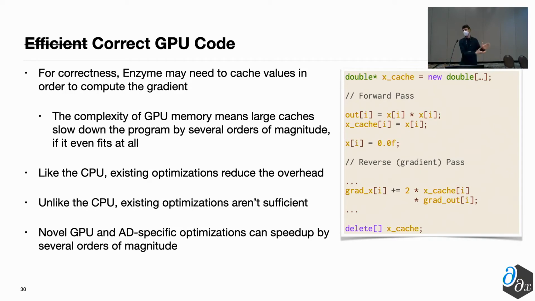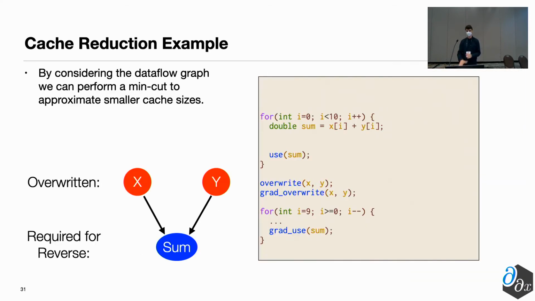Like in that original NERVS paper, being able to apply optimizations first helps this overhead. However, now on the GPU with this complex memory hierarchy, it's no longer sufficient. So we remedy this by introducing novel, both automatic differentiation-specific optimizations and generic GPU-specific optimizations. And that's able to speed up the program by several orders of magnitude, and thus get a relatively good runtime at the end of the day. So let's go through a couple examples of these.